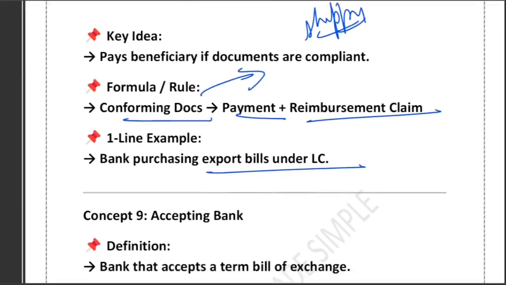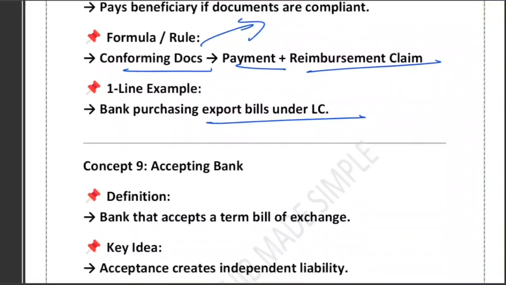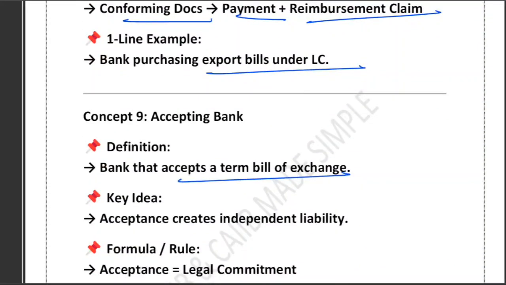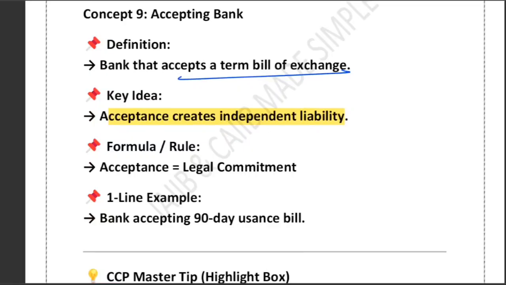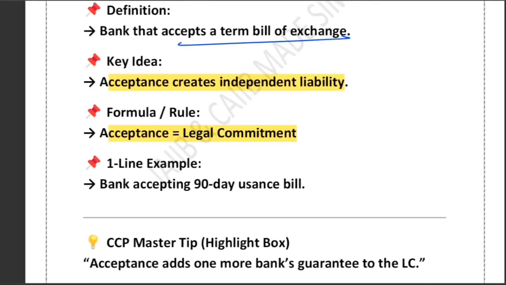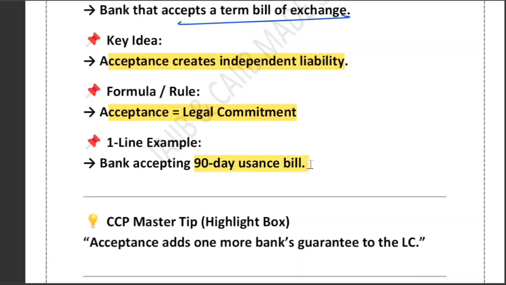Then we have the accepting bank. He accepts the usance or term bill of exchange. The bank that accepts a term bill of exchange. Very important concept: acceptance creates independent legal liability. Please remember, acceptance creates independent liability. So the rule is that acceptance means legal commitment. For example, a bank accepting a 90-day usance bill and promising payment on the due date.